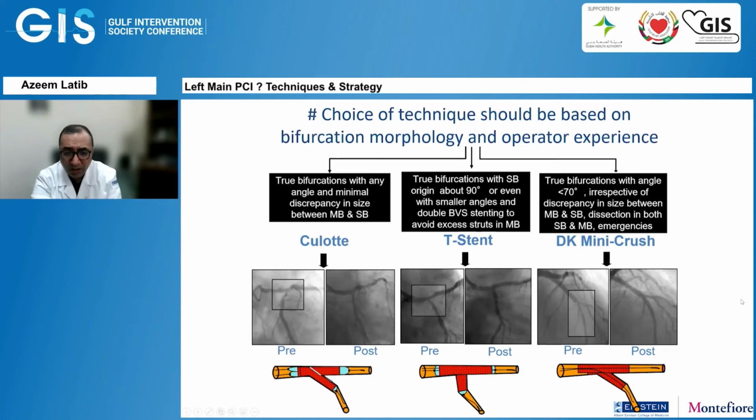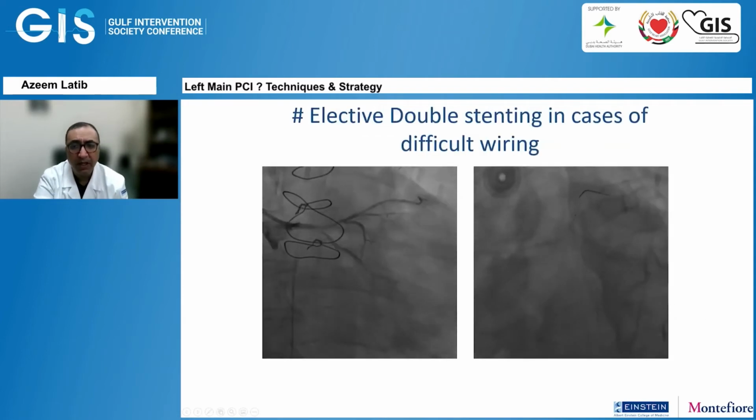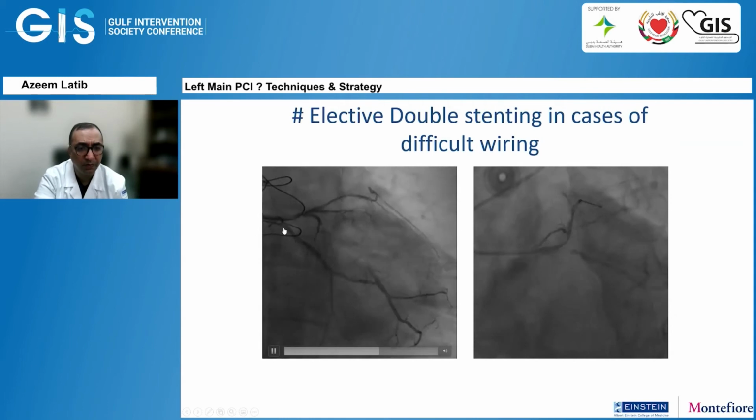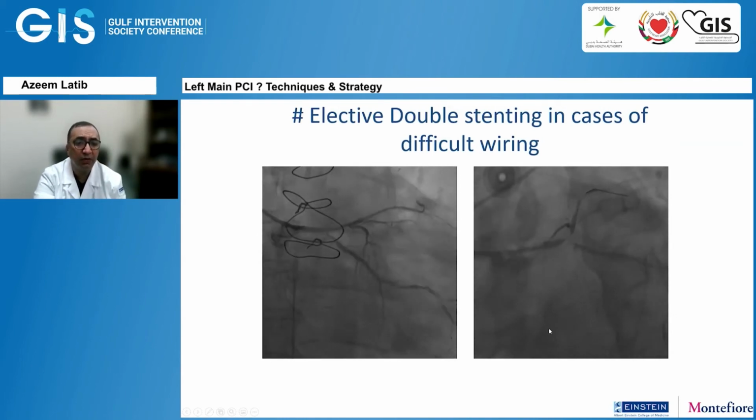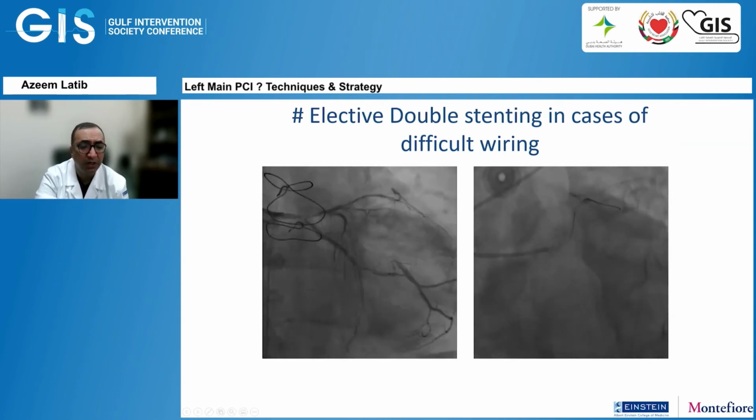I don't know one of these well, but I believe you need both of these techniques, particularly DK crush and culotte, if you're going to treat complex bifurcations. So here's a case where very diffuse disease, and we decided up front that because of the difficult wiring here, we're going to do 2 stents.